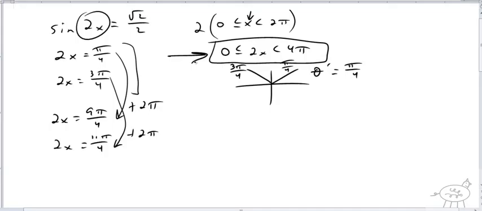Now what I want to do is solve each one of these. So I'm going to divide. I could divide each one by 2, or I can multiply by 1/2. I think it's easier to multiply by 1/2.